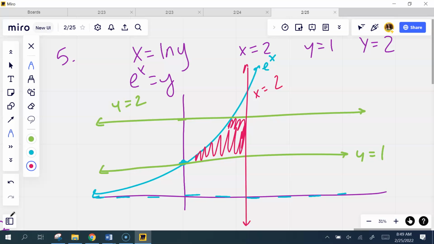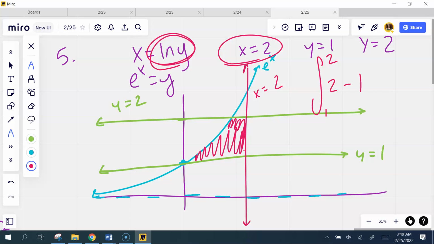So if I'm doing this with respect to y, I'm going from 1 to 2. This is my function, and this is my function, because it's what x equals. This is just telling me my bounds. So I'm going from 1 to 2, and I'm going to do rightmost, 2 minus log y dy. You don't have to evaluate it. That makes sense?